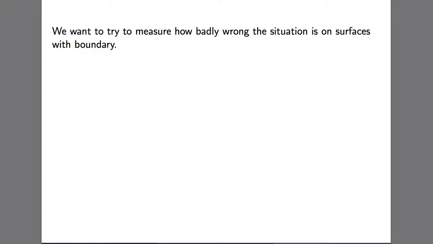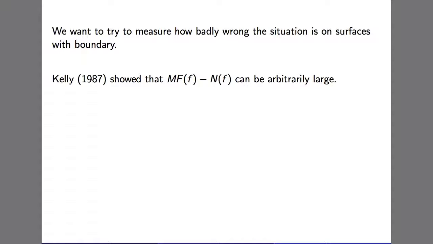Is the situation on surfaces? I'm going to focus on surfaces with boundary, although all of these questions you could also ask for surfaces without boundary. It's just harder in that case, and we haven't really done anything in that setting. Mike Kelly showed that the minimum number and the Nielsen number can be very far apart, arbitrarily large.